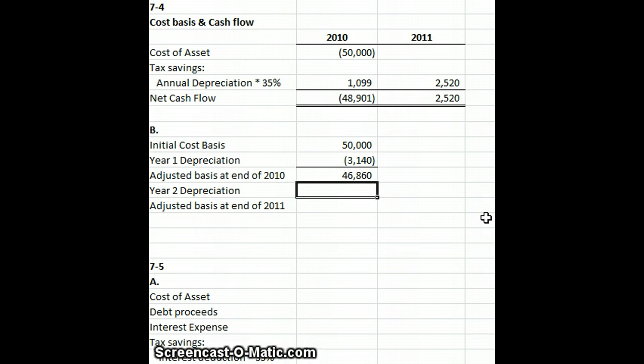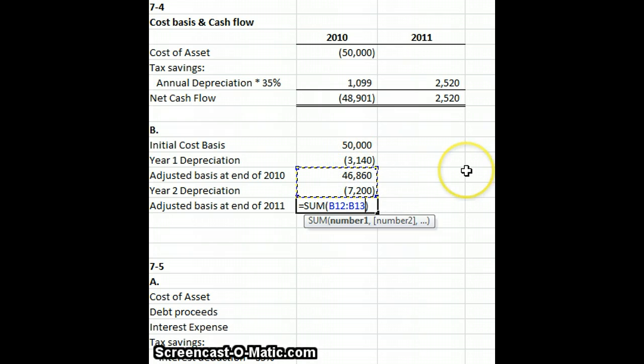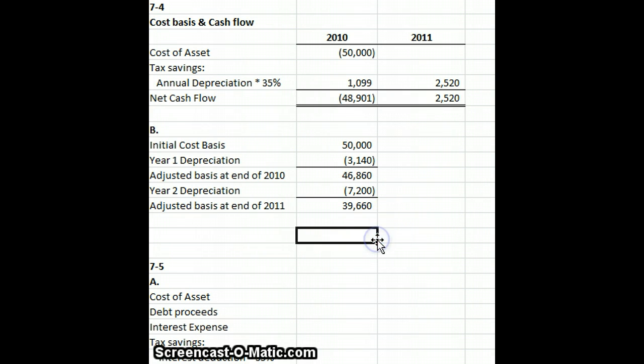$46,860. My year 2 depreciation is $7,200, and my end of the year 2011 basis is going to be the $46,860 minus our $7,200, so my new basis is $39,660. So basically, our basis is the net realizable value. Okay, so that's what our cost basis is. If we sold our asset at the end of the year 2011, that would be my adjusted basis that I would use for taxable purposes to record my taxable gain or loss on that transaction.